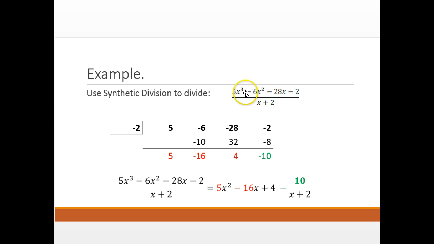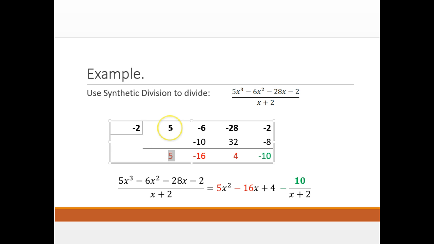This is the same problem we had before, the 5x cubed minus 6x squared minus 28x minus 2. We can do synthetic division because the coefficient of this x is 1. So x plus 2, my k is negative 2, so I put this up here on the far left. For synthetic division, this is x cubed, the coefficient is 5. For x squared, the coefficient is negative 6. For x, the coefficient is negative 28, and I have minus 2. So 5, negative 6, negative 28, negative 2 go on the top. I skip the second row for now. I go down to the third row, and I drop down the 5. That's my starting point, okay?